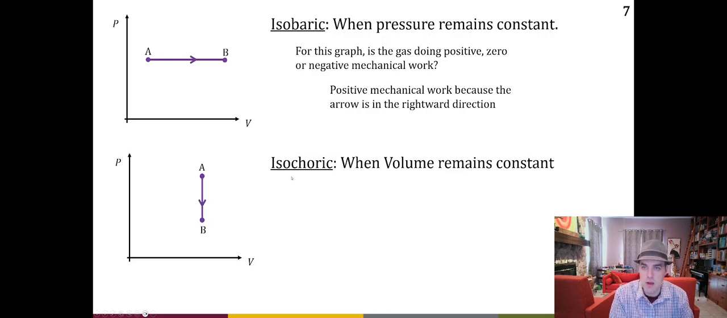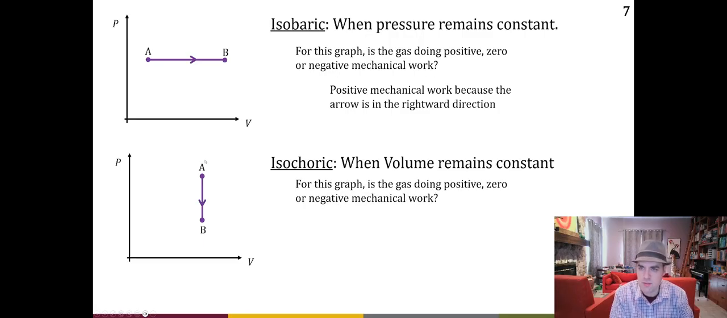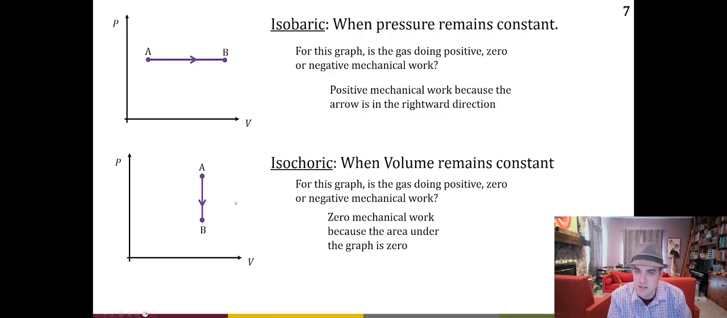Okay. Another one is isochoric. So there's going to be a lot of these sciencey terms. This is when the volume remains constant. So if we look here from A to B, you see that the volume is the same value down here. So the volume has not changed. So this is an isochoric transition. What about this one? For this graph, is the gas doing positive, zero, or negative mechanical work? Well, the work is the area under the graph, but there's no area there, right? There's no area to be had. So this does zero mechanical work because the area under this graph is zero.